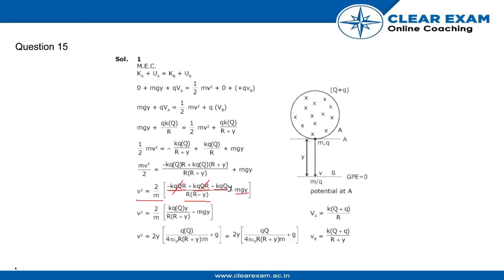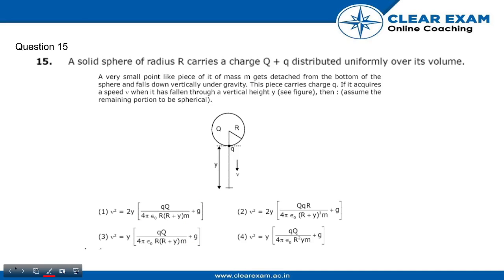So these terms cancel, and we get v square is equal to 2 by m kqQy upon r into r plus y plus mgy. We'll take y common and m common. So v square is equal to 2y into qQ upon 4 pi epsilon naught r into r plus y, into m plus mg. So the correct answer is option 1.